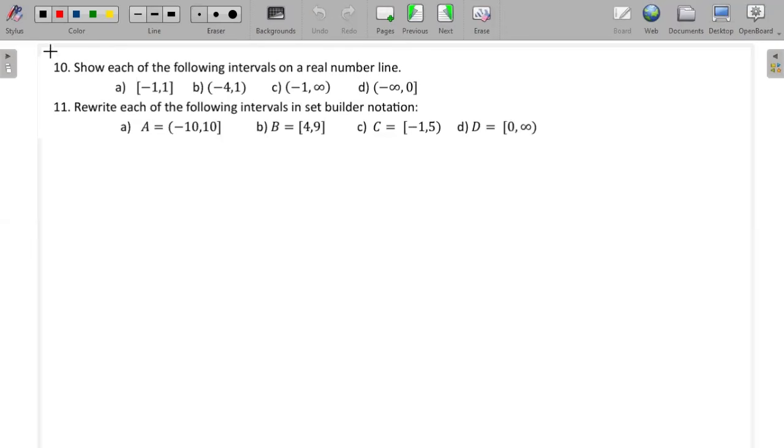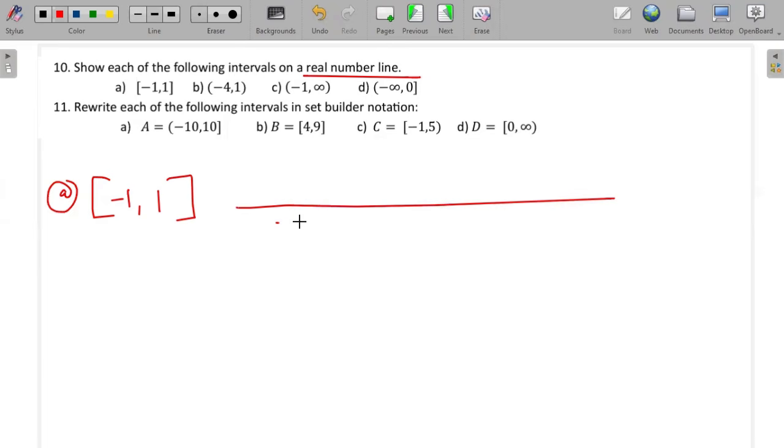Having explained that, now let's try to solve some questions from the tutorial sheet. We start with question 10. They're saying show each of the following intervals on a real number line. The first one, A, they have square brackets, -1 to 1. On the number line, I'll just say -1, I can put 0 somewhere and then 1. On -1 I have a square bracket, so I'm going to shade it, and here on 1, I'm going to shade it as well. So I've shown it on the number line.